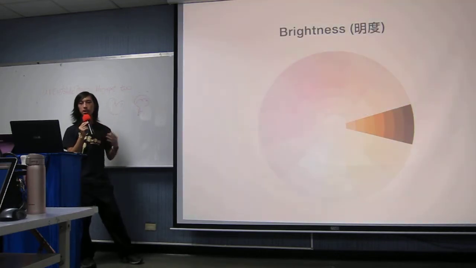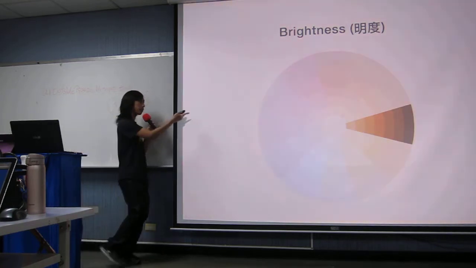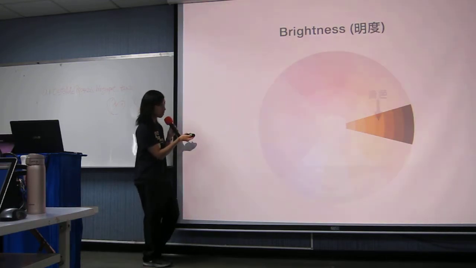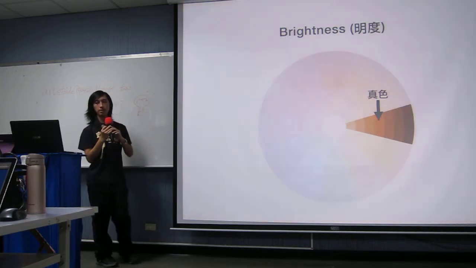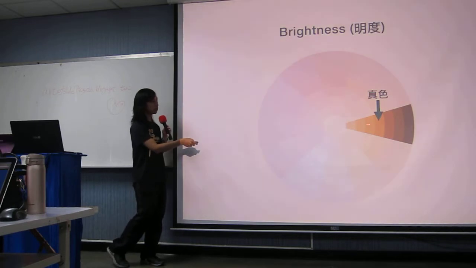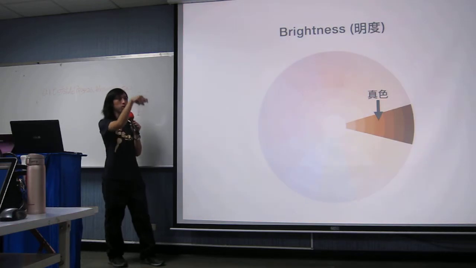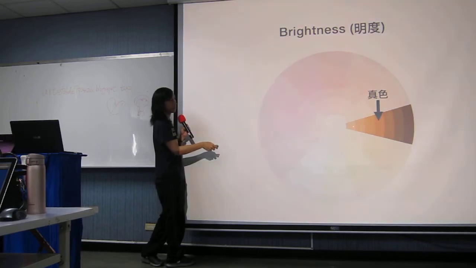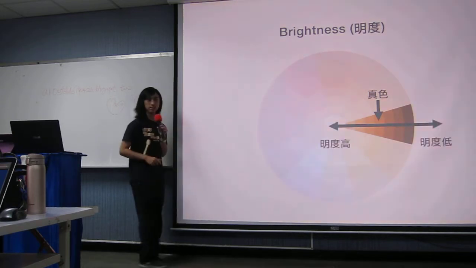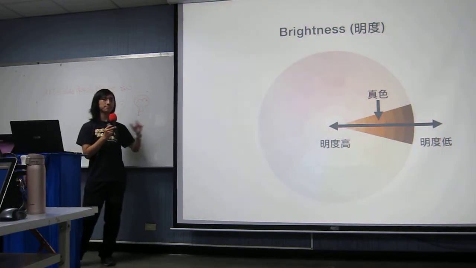And the next one is about brightness. About brightness, I take orange as an example. The color in the middle is what we call true color. And if we add more black into the true color, the color will be a little bit dark and the brightness will go down. And if we add more white into that orange, into the true color, the brightness will go up like this. That's the concept about brightness.